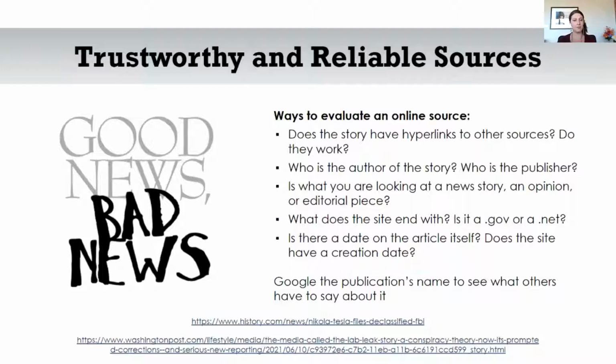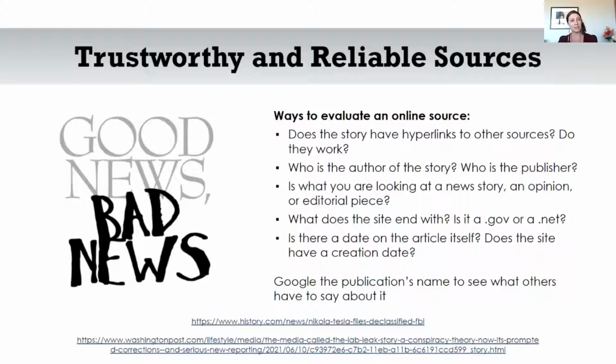Does the website have a creation date? Some things will post, "Oh, this was published today, October 26, 2021, at 9:05 a.m." And then there's an update at 12:07 p.m. So sometimes you can see that it's updated with new information, or it's gone back and fixed information that they might have gotten wrong at the beginning.